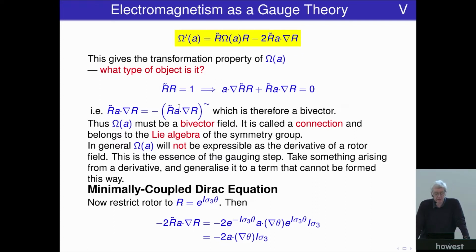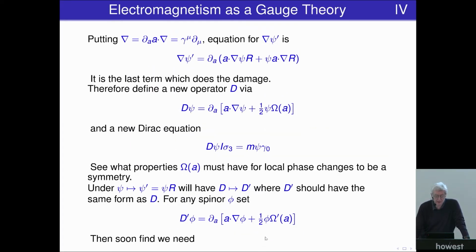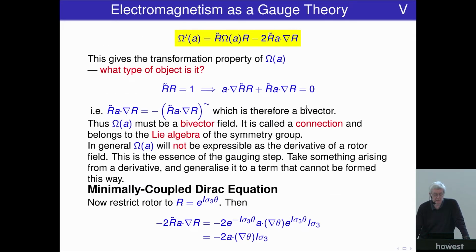So we've established that the thing that has to sit here in this covariant derivative has got to be a bivector function of A. It's called a connection, and technically you can think of it as belonging to the Lie algebra of the symmetry group, but we'll have more to say about that later.